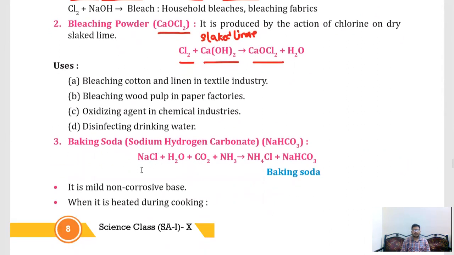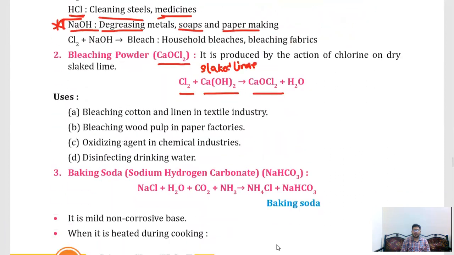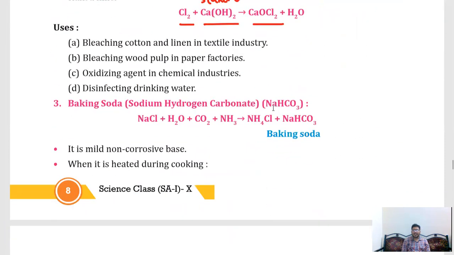Next, baking soda. The baking soda chemical formula is NaHCO3. Next, the chemical name. The chemical name is sodium hydrogen carbonate. You can call this sodium hydrogen carbonate, or simply sodium bicarbonate, is the chemical name. Well, coming to the common name, how can we call it? Baking soda. And how is it manufactured?